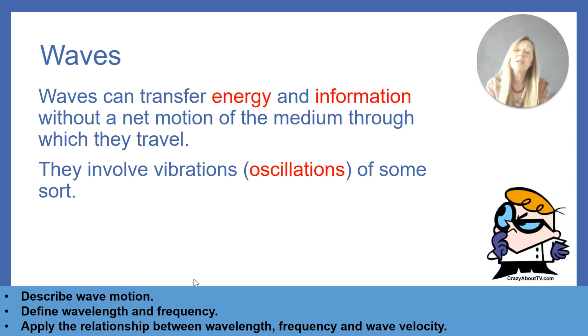The first thing you need to know about waves is that waves can transfer energy and information without the net movement of the medium through which they travel. What that actually means is energy can travel from one end of a wave to another. The actual particles, or the medium through which it travels, doesn't move. It just vibrates. There's always some kind of vibration or oscillation involved, and that's what passes that energy from one point to another.